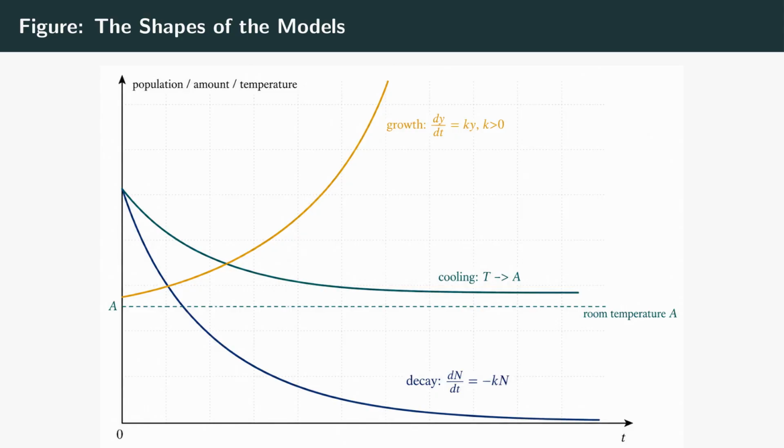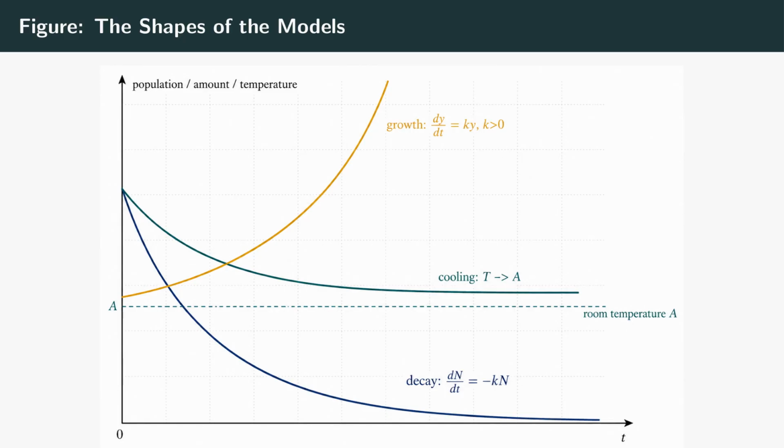Before the worked examples, let's see our models side by side, because each has a signature shape worth recognizing on sight. All three start at the same moment on the left. The gold curve is exponential growth. The solution of dy/dt equals ky with k positive. It sweeps upward steeper and steeper, never slowing, the runaway curve of an unchecked population.